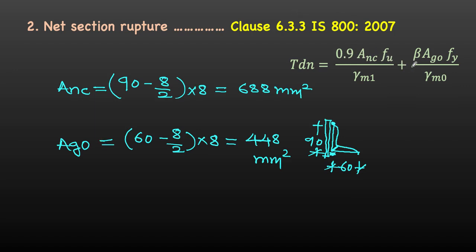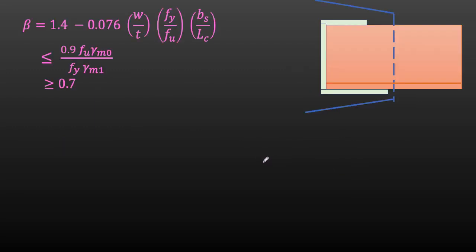Now the important term beta is there. What is this beta? We have already discussed this: beta is the factor to take into account the shear lag effect. What is the shear lag effect? At the time of net section rupture failure, the connected leg is reaching up to the ultimate point and the outstanding leg is reaching only up to the yield point at the time of failure. It means that the outstanding leg is lagging behind in resisting the load.